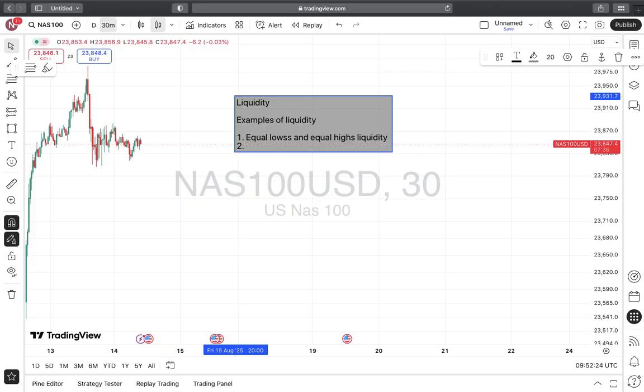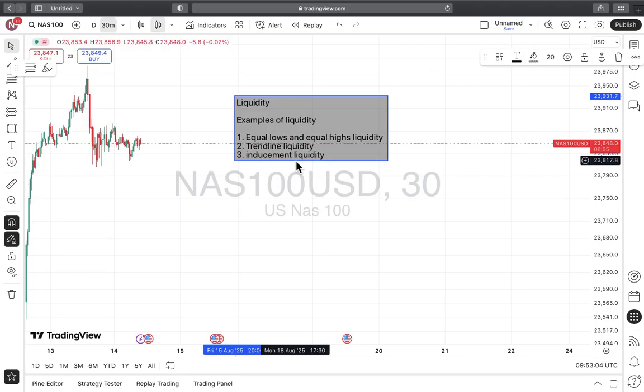The second liquidity we call trendline liquidity. Remember, I told you that a trend line can also act as a support or a demand, or as a resistance or a supply, depending on where it is used. And again, the third example of liquidity we call inducement liquidity. Now we have three examples of liquidity: equal lows and equal highs liquidity, trendline liquidity, and inducement liquidity.